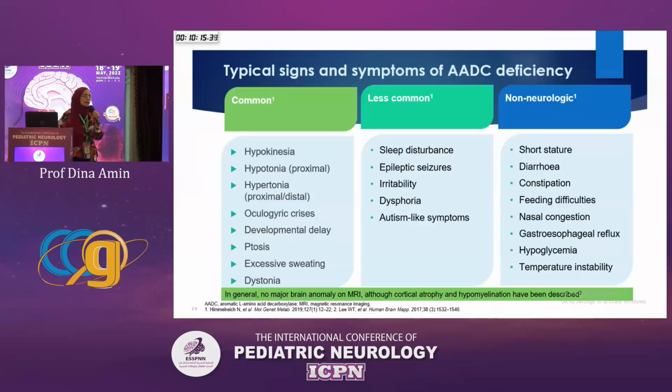So commonly, these patients present with hypokinesia, hypotonia. They can also have oculogyric crisis, developmental delays, ptosis, excessive sweating. They can have less common manifestations similar to what we have in our patient: sleep disturbance, irritability, dysphoria, autism-like symptoms, and they can have non-neurological symptoms such as gastroesophageal reflux, which at some point the patient was diagnosed with GERD.